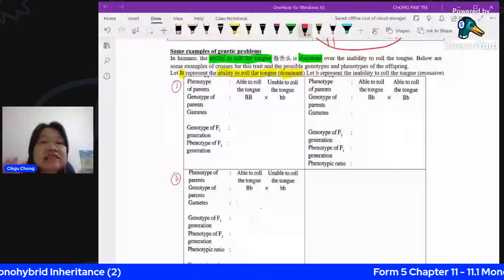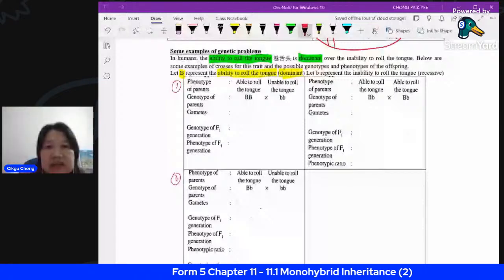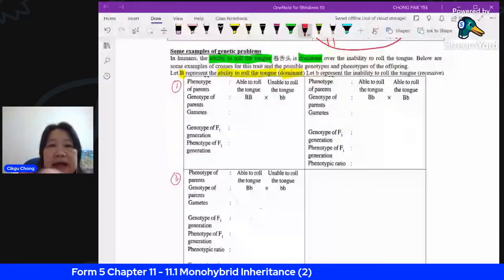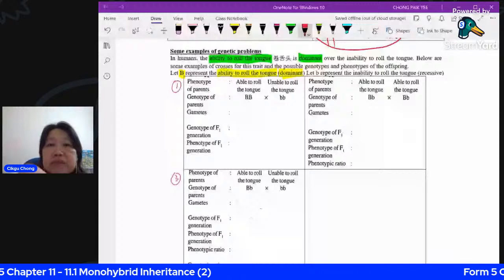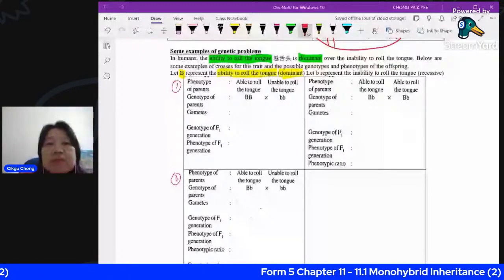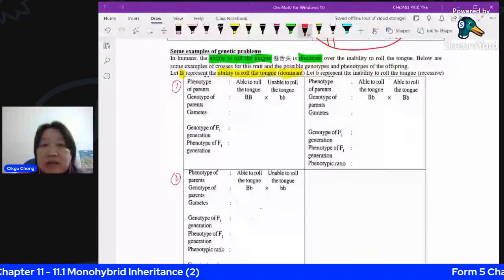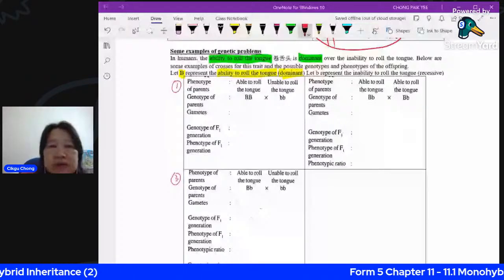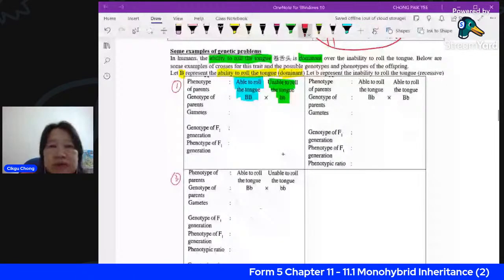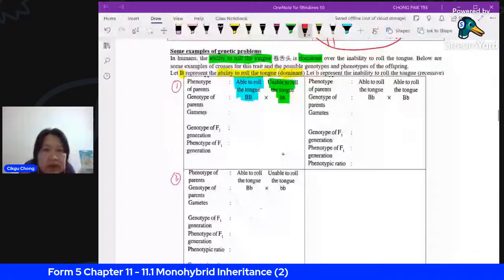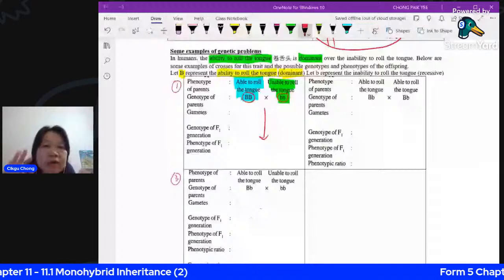So here, what happens if, let's say, the father, I put on the left-hand side, is able to roll the tongue, and the mother is unable to roll the tongue? See what happens to the children. How many percent will be able to roll? How many will be unable to roll? Unable to roll, I put as small b. Father can roll, mother cannot roll. But look at the combination. This is a big B, dominant, dominant. This is recessive, recessive. Complete the diagram and see how many percent of the children can roll, how many cannot roll.